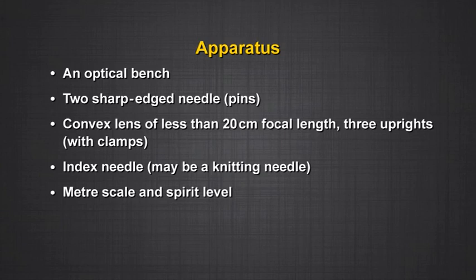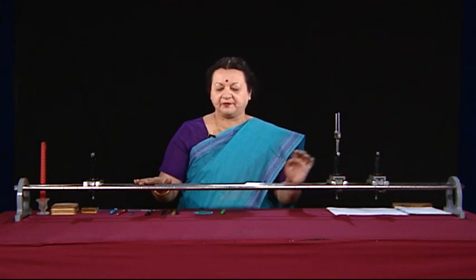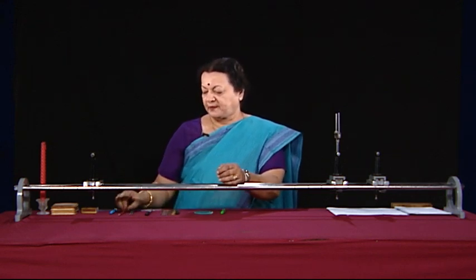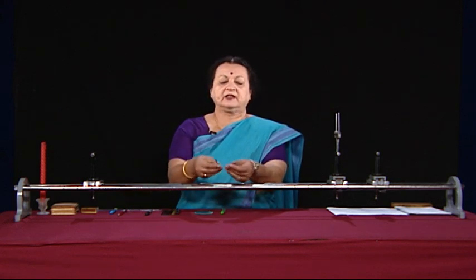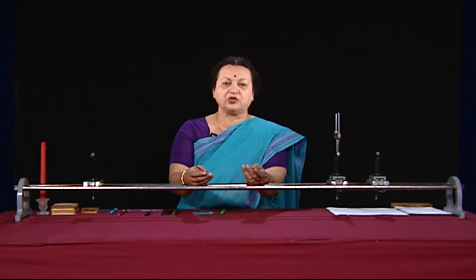You need the optical bench, three uprights, one for the object pin, one for the convex lens, and one for the image locating pin. Other than this, you will require something to measure the end correction or the index error. You also need two pins sharp enough for you to be able to see. One of them is going to act as the object and the other as the image locator.